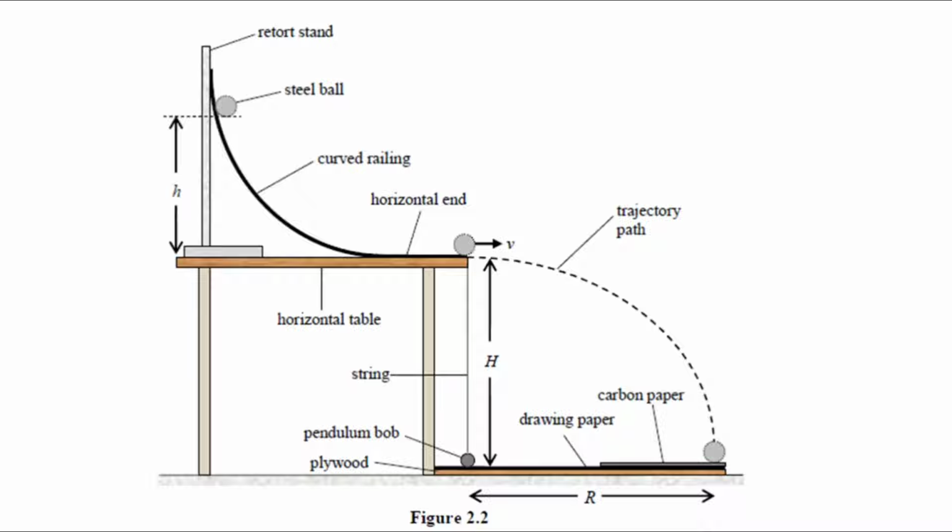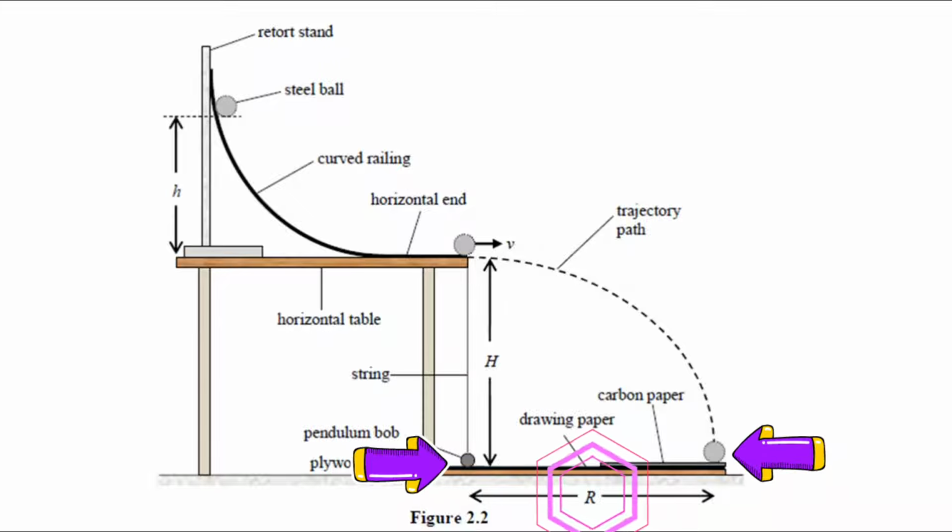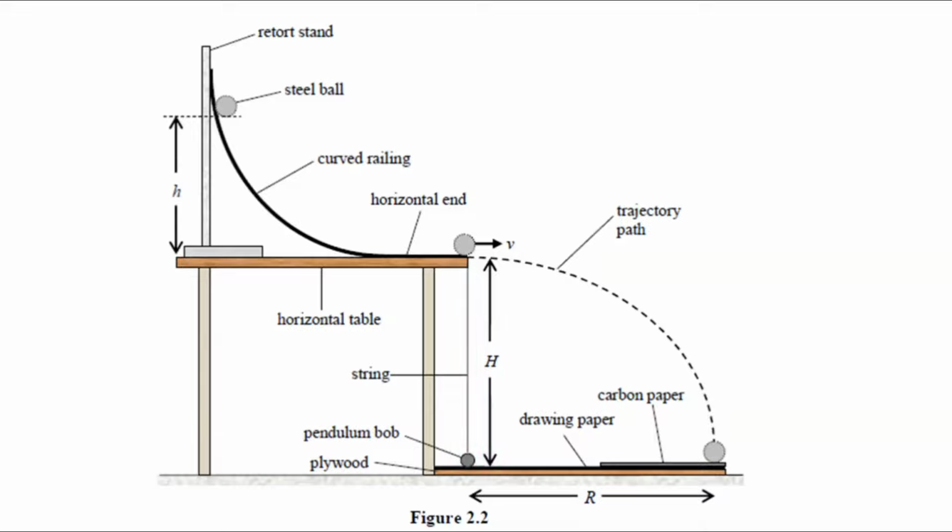As you go down, we have the capital H. The capital H stands for the falling height of the projectile. This height is going to be constant throughout the experiment. The capital R at the bottom is the range of the projectile. You are going to measure R from the pendulum bob to the point where the ball lands on the floor. The pendulum is used to mark the end of the track to the plywood.